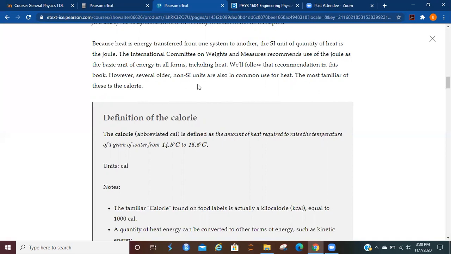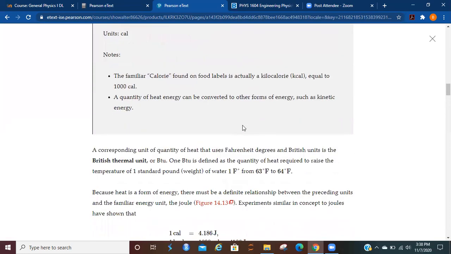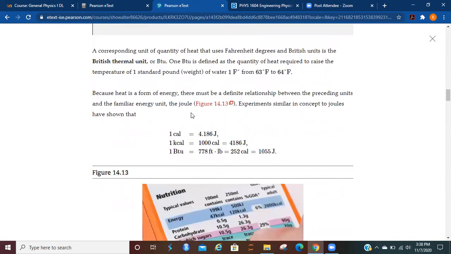However, several older non-SI units are also commonly used for heat. One of those is the calorie. The calorie, abbreviated cal, is defined as the amount of heat required to raise the temperature of 1 gram of water from 14.5 degrees Celsius to 15.5 degrees Celsius. The familiar calorie found on food labels is actually a kilocalorie, equal to 1,000 calories. A quantity of heat energy can be converted into other forms of energy, such as kinetic energy.